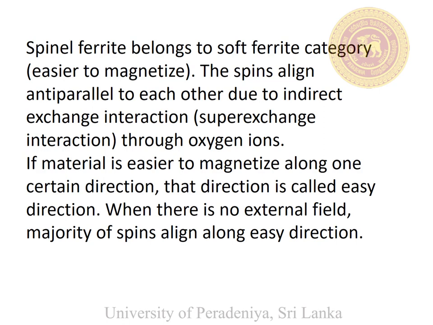it is easier to magnetize the material in some directions in the structure. Those directions are called easy directions. The direction perpendicular to the easy direction is called the hard direction. When there is no external field, the majority of spins align along the easy direction, so we can easily magnetize the material along that direction.